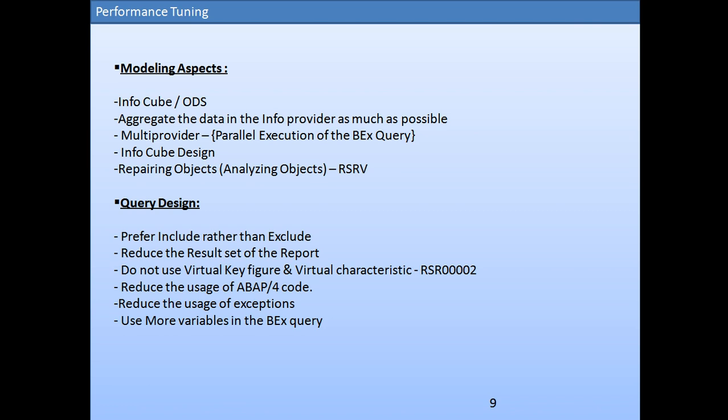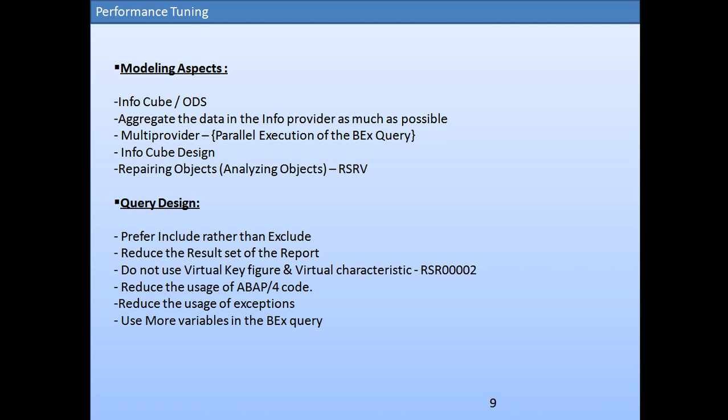Where do you use ABAP a lot in a query? Customer exits, reduce them. Also reduce usage of exceptions. What are exceptions? Providing alerts on the report, which actually degrades performance. If you really need it, use it. It's not about using it in every query. In real time, only in major queries where you're showing profitability analysis, profit margins, use exceptions, and that too on the result, not on the entire column. Okay.